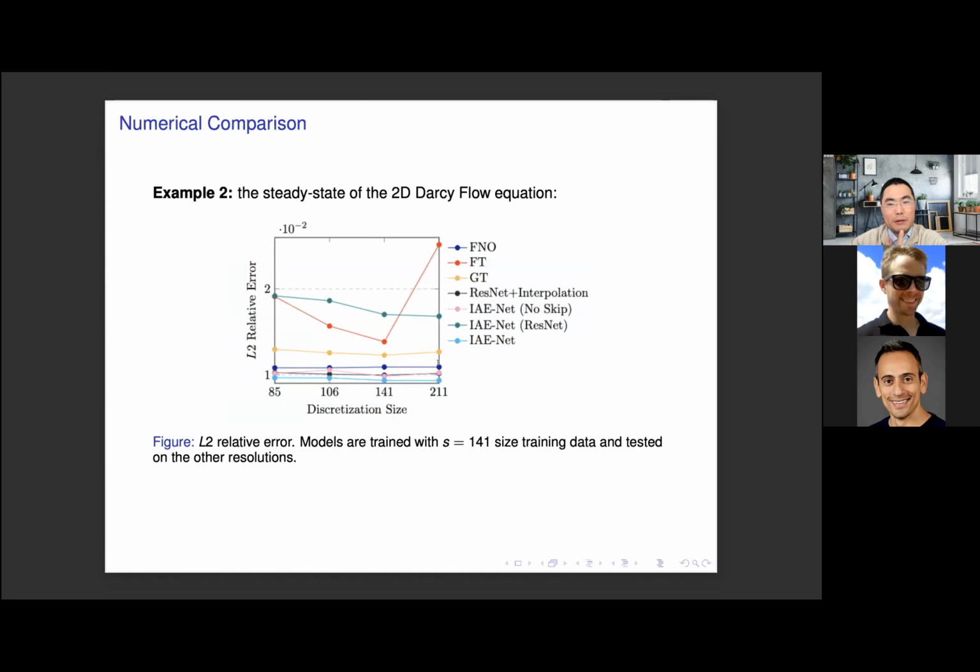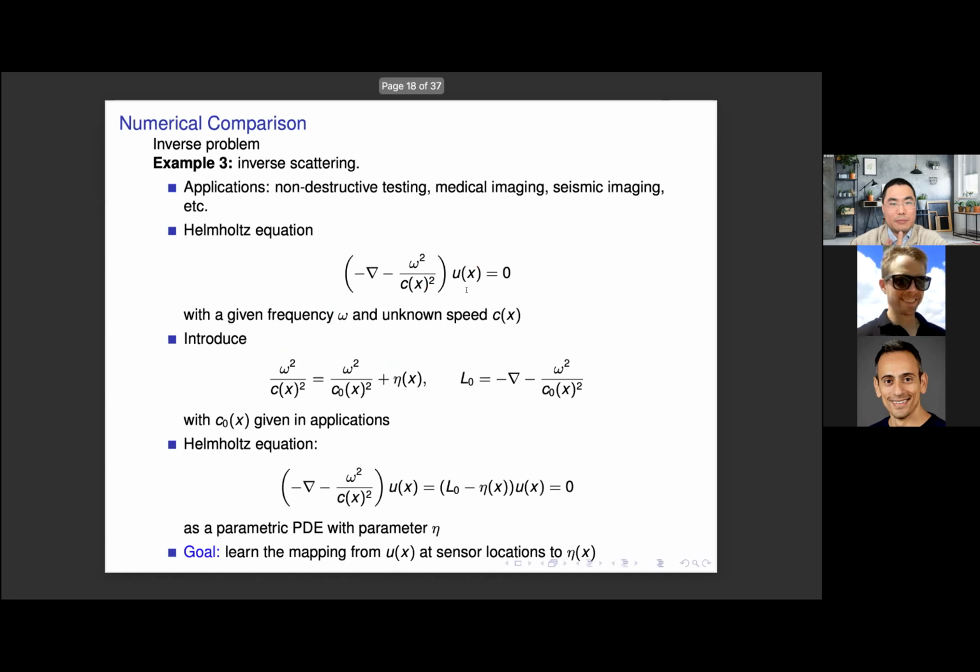So probably the first two examples are simple, such that it's easier to get discretization invariance. You can easily use a fixed-size ResNet plus naive interpolation to achieve discretization invariance. So you might wonder whether we have some example to show that this naive algorithm will fail. This motivates our work to test some more challenging problems. For example, learning the operator that can solve the inverse scattering problem.